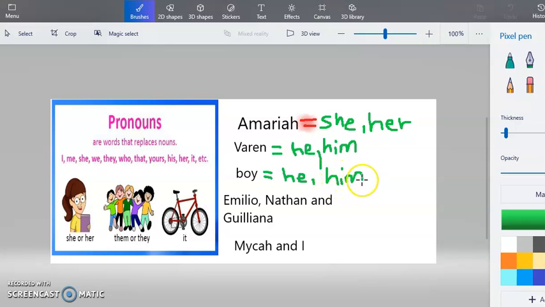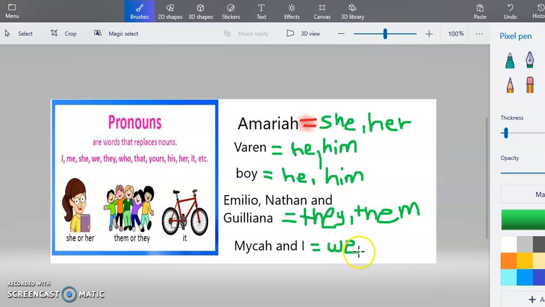And then I have an example here with more than one person. I have Emilio, Nathan, and Juliana. What are some pronouns that I could use to replace these nouns here? So I could use pronouns like they or them, right? So these are some pronouns that I could use to replace all these names. And then I have Micah and I. Micah and I'm including myself. So I could use pronouns like we or us because it's me and him. So I'm talking about him and I together. So these are all examples of how I could use a pronoun to replace a noun.